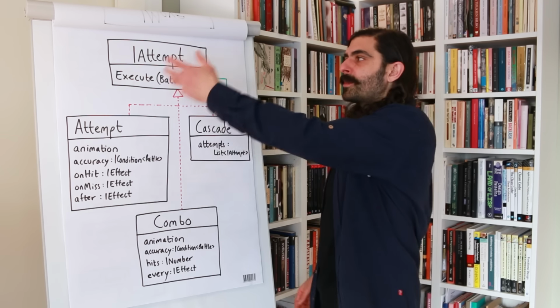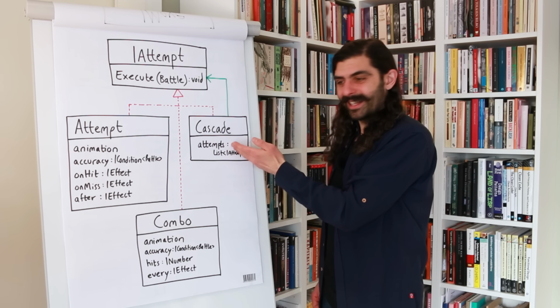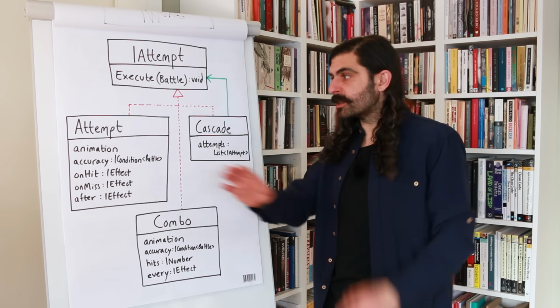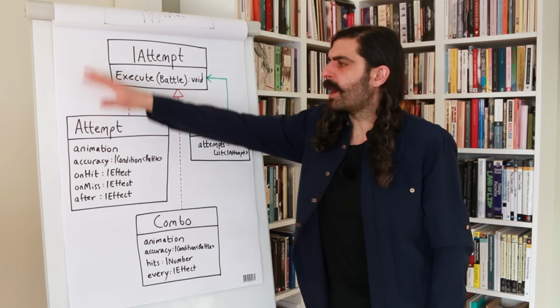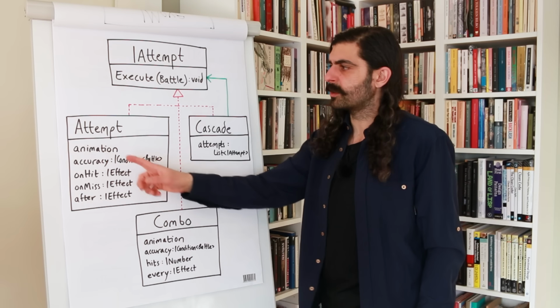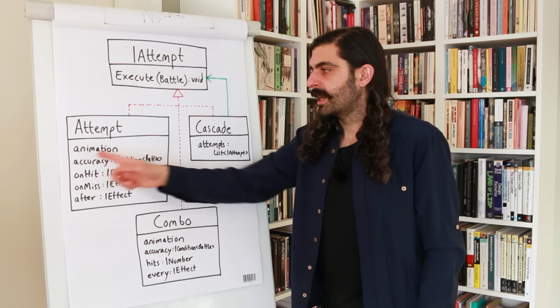Okay, so what are the subtypes that we have of attempt? We have one called attempt, we have one called cascade, and we have one called combo. Let's first look at attempt. Notice how the attempt is an I attempt, but there are no outgoing arrows from it on this picture, right? So an attempt doesn't have an attempt. It's just an attempt, it's a leaf. So an attempt has an animation.